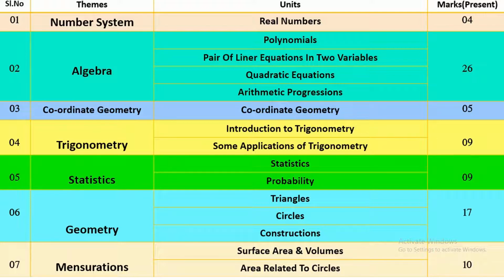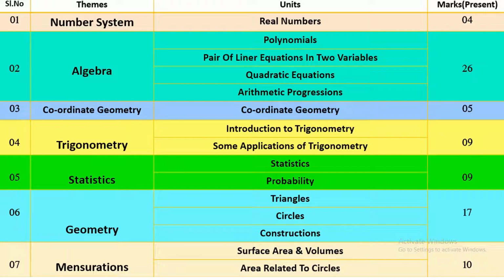And the second theme is algebra. In algebra, it includes 4 chapters: polynomials, pair of linear equations in 2 variables, quadratic equations, and arithmetic progressions. For this algebra theme, 26 marks is allotted. And for the number system, the first theme, 4 marks is allotted. In this 26 marks, the distribution of marks for the 4 chapters may be unequal, not equal. For any chapter it may be more or it may be less.